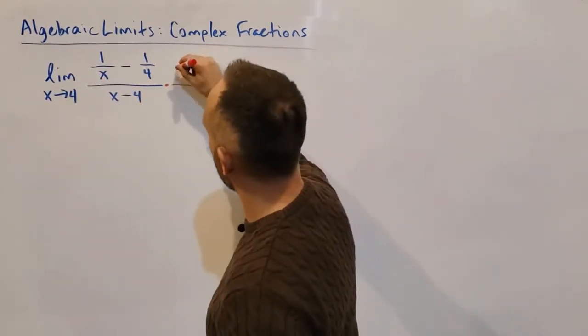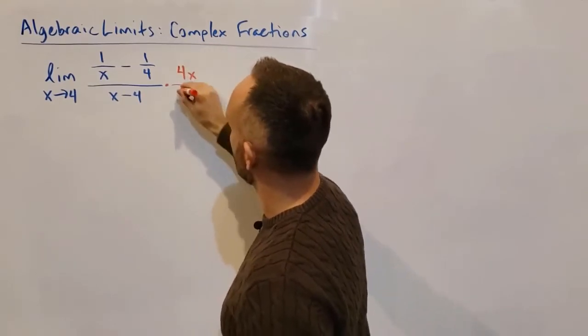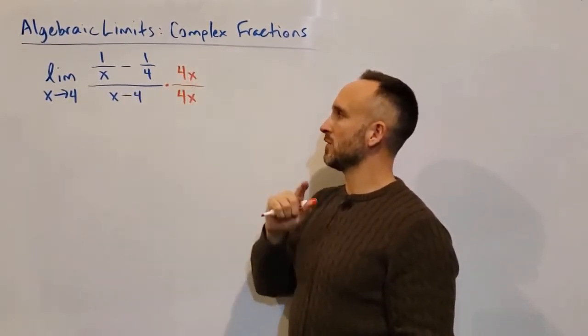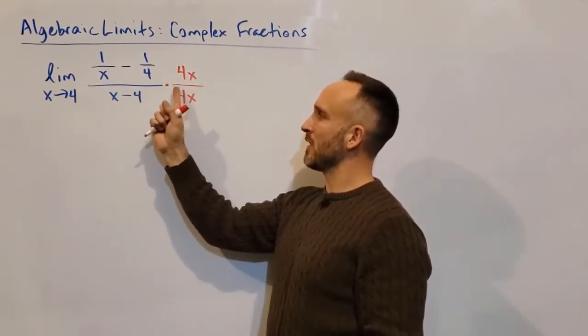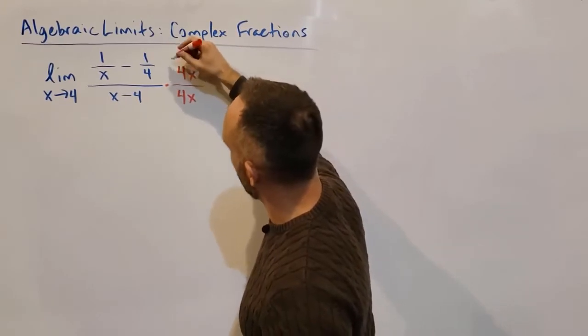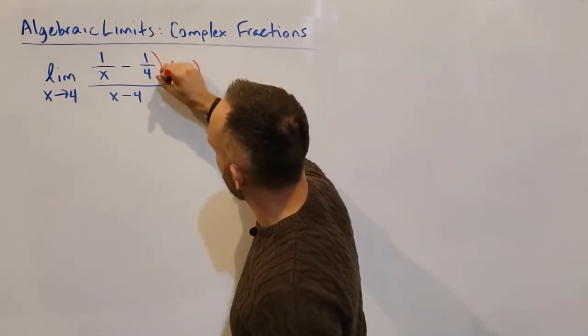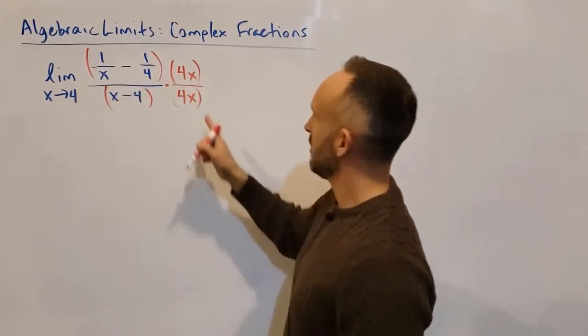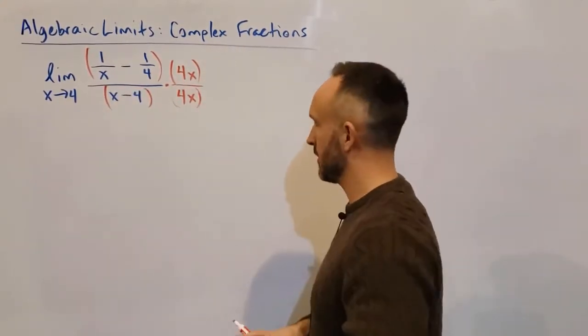Well, how about 4 times x? So let's multiply the big fraction by 4x over 4x. Notice I'm lining up my fraction bars here because this 4x is going to multiply by everything on the top, and this 4x is going to multiply by what's on the bottom. And also notice that this equals 1, okay?